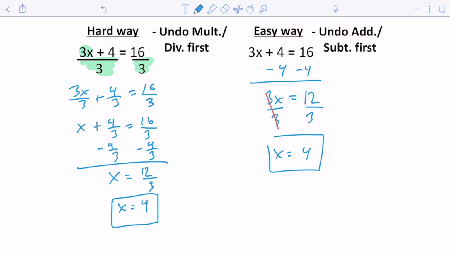And then you can check your answer on both of these by plugging your answer back into the original equation. So 3 times x, we're saying x equals 4, plus 4, does that equal 16? 12 plus 4, does that equal 16? 16 does equal 16, so then you know that you did it correctly.